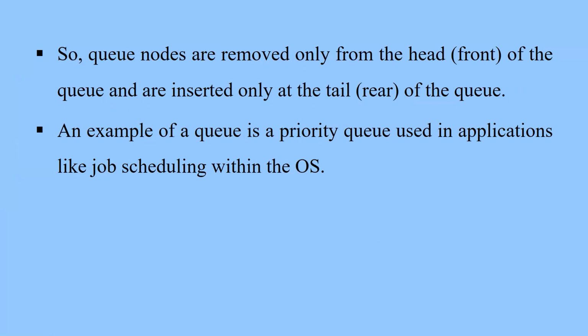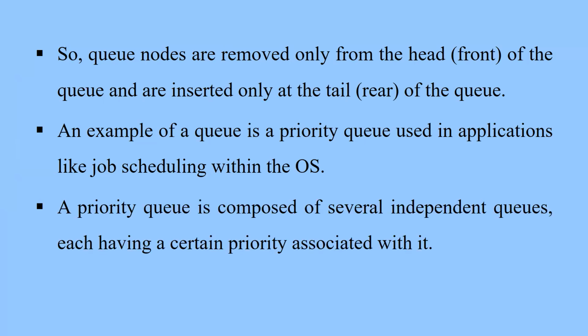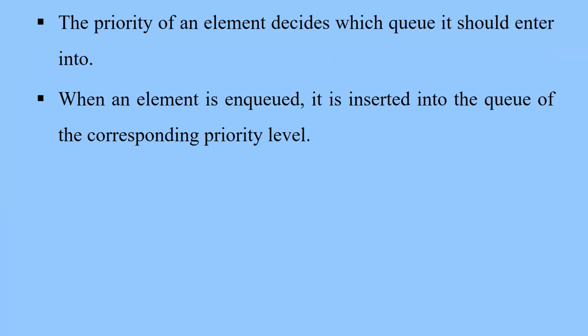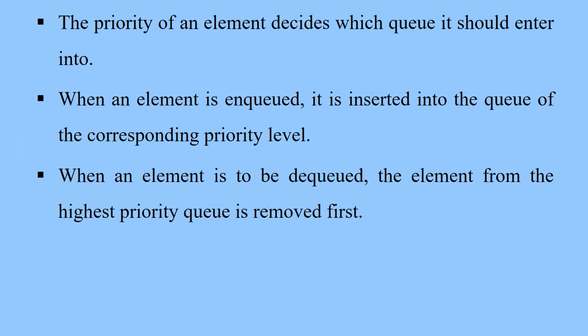An example of a queue is a priority queue that is used in applications such as job scheduling within the operating systems. A priority queue is composed of several independent queues, each having a certain priority associated with it. The priority of an element decides which queue it should enter into. When an element is enqueued, it is inserted into the queue of the corresponding priority level. When an element is to be dequeued, the element from the highest priority queue is removed first.